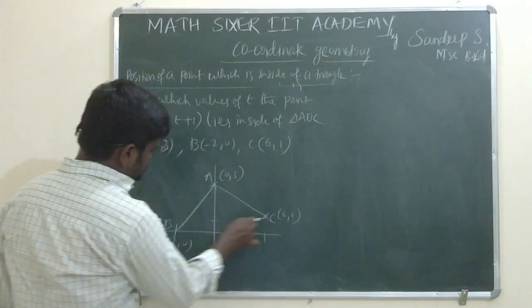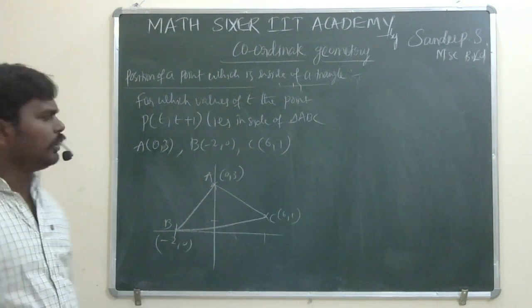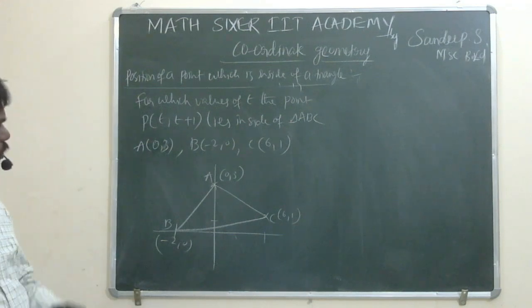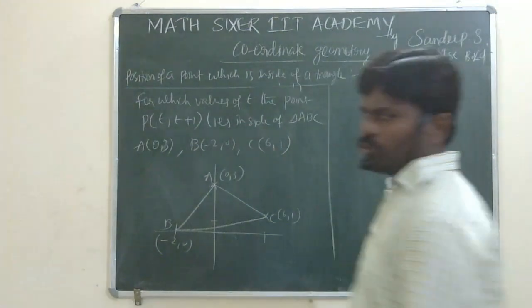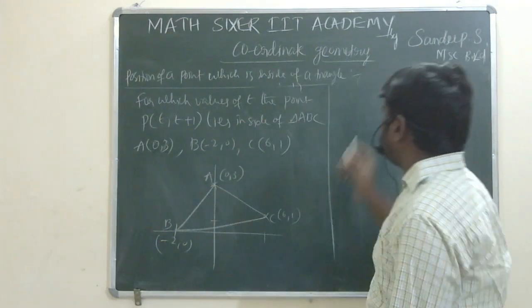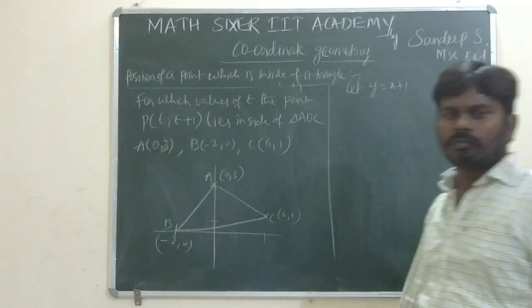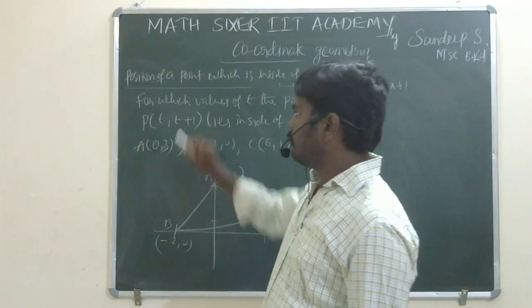Okay, so this is the exact diagram of the given question. Now what we have to do is select the equation. Here what is given is P of (t, t plus 1). So let y equal x plus 1. I am taking y equals x plus 1 as the equation.